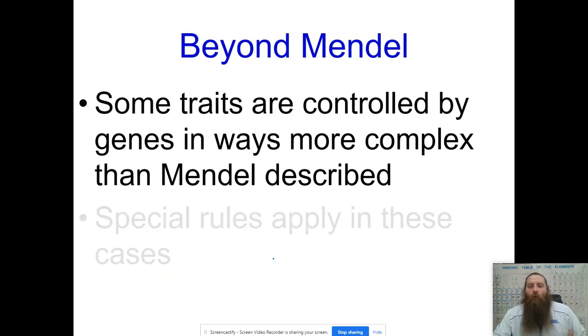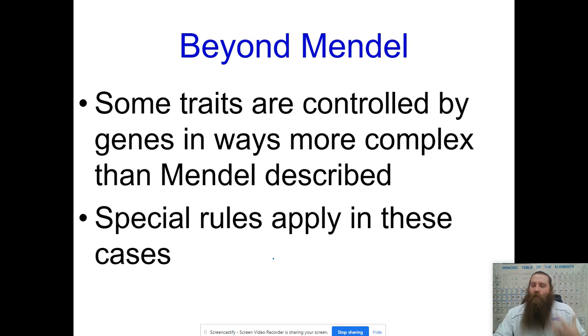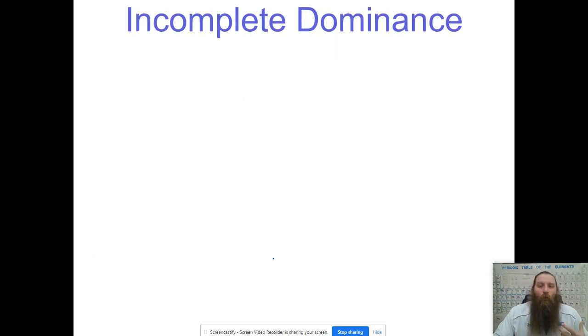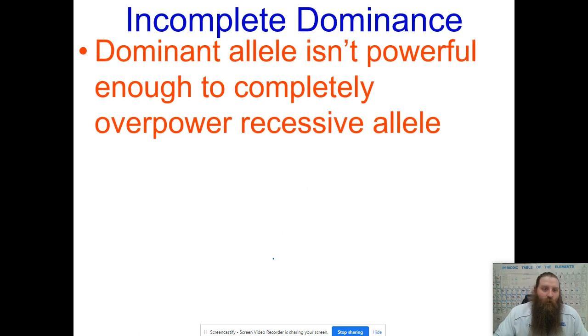So moving beyond Mendel, basically we have to talk about the fact that some traits, some alleles, are controlled in ways that are more complex than the way Mendel described. So maybe there's more than one gene involved, or there is some outside influence on how the trait is passed on. So the first one we're going to look at is incomplete dominance.